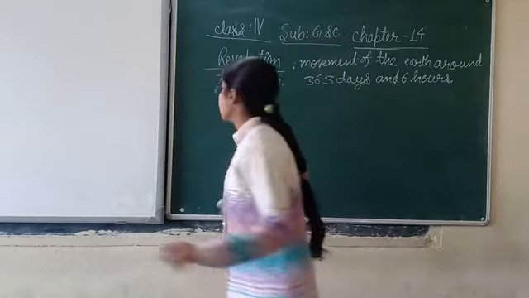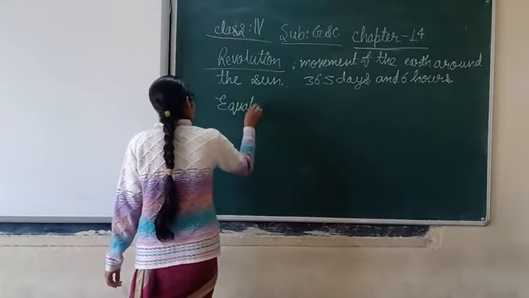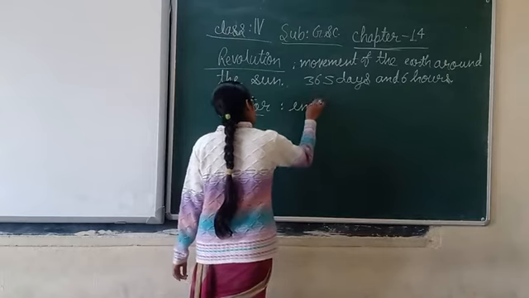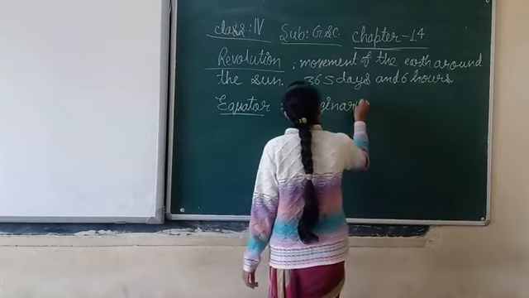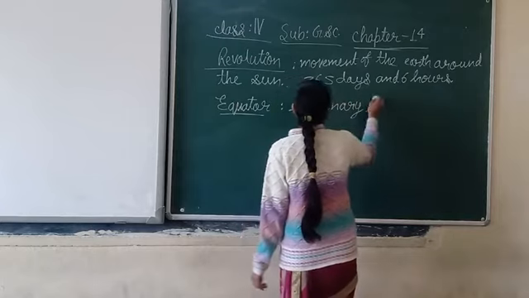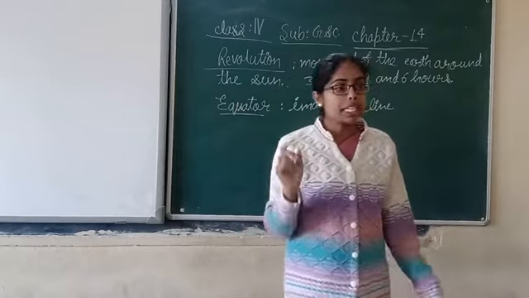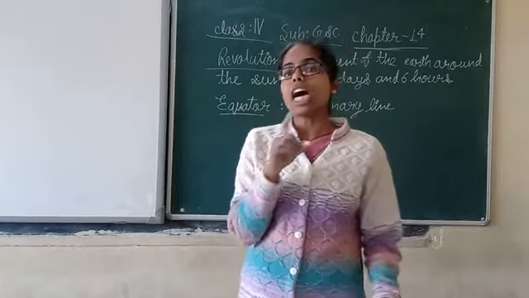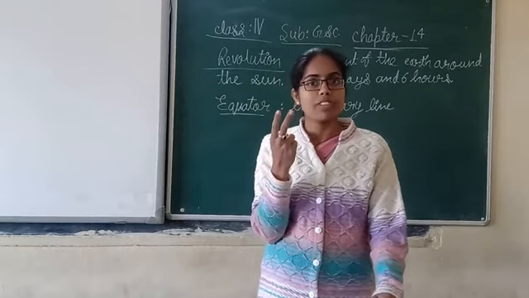This is about the revolution. Now we will study about the equator. What is equator? Equator is an imaginary dotted line which we can see at the center of the earth. It means equator is an imaginary line dividing the earth into two equal parts. How many equal parts? Two equal parts.